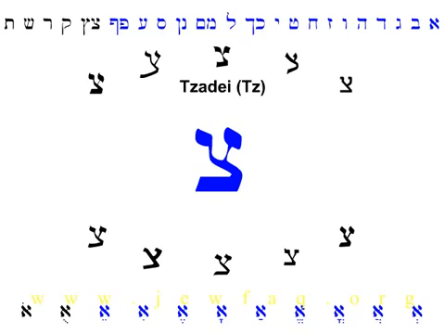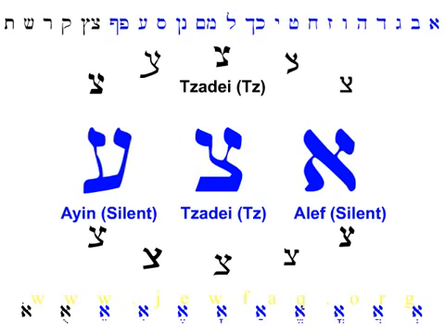Tzadi makes a TZ sound or a TS sound that we don't really have in a single letter in English, but it's the same sound that you hear at the end of the word pants or nuts. It takes a little practice to get used to saying that at the beginning or middle of a word. Tzadi is sometimes confused with aleph or ayin. All of these letters have 2 points on the top, which other letters don't have.